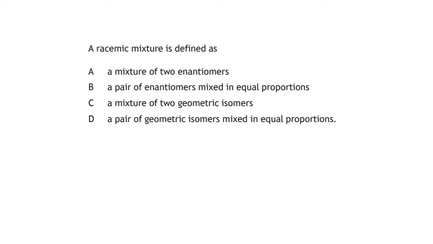Racemic mixture. Well, the racemic mixture is when you have a mixture of two enantiomers. So remember, enantiomers are non-superimposable mirror images, and they occur whenever you have carbon atoms that have four different groups coming out of them. The other word, geometric isomers, applies whenever you've got restricted rotation, such as in an alkene, a double bond, and you have two different groups either being on the same or opposite side of the double bond.